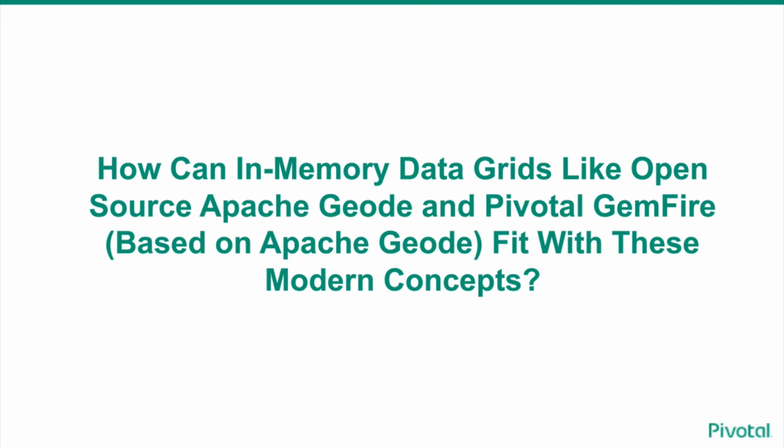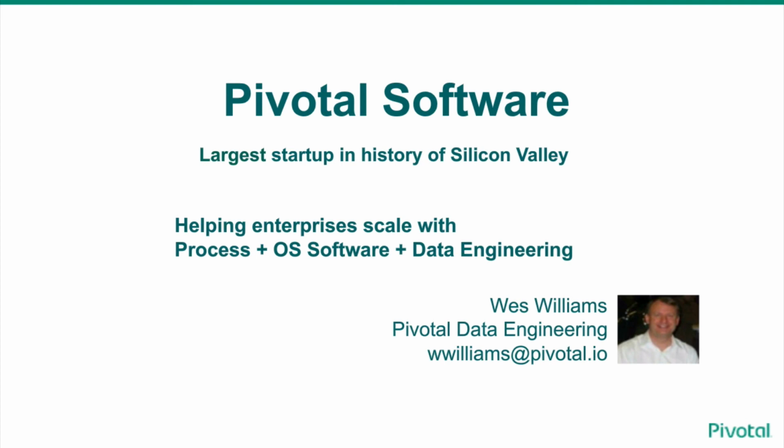Yeah, thank you. I'm going to show a demo based upon these concepts. But first, for those who aren't familiar with Pivotal, about 3 years ago it was the largest startup in the history of Silicon Valley, and is currently valued around $3 billion. We're focused on software. Our focus is to help enterprises scale with open source software like Spring and Apache Geode, and we have a data engineering arm, of which I'm a part, so that we can bring you really cool demos like the one I'm about to show you.